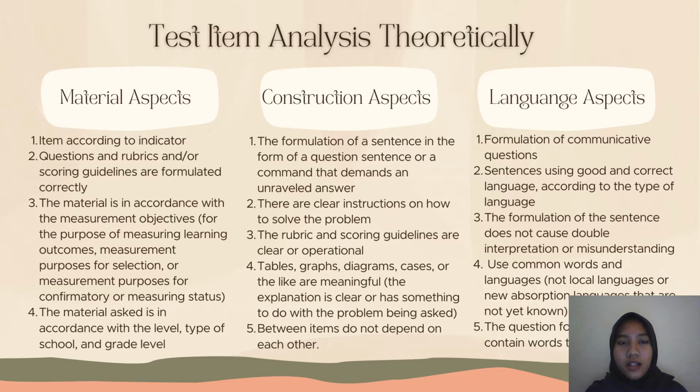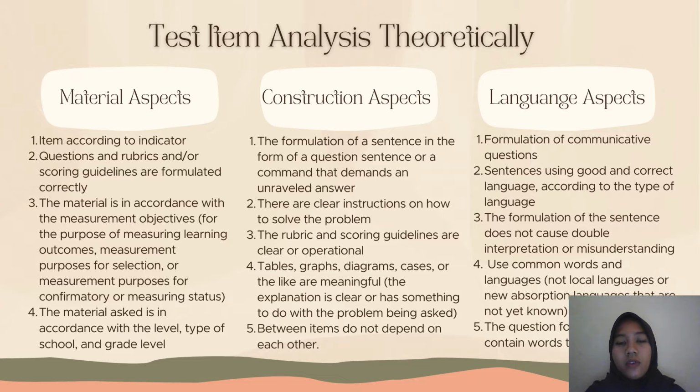There are three aspects of theoretical test item analysis, and the first is material aspects. Number 1, item according to indicator. Number 2, questions and rubric and/or scoring guideline are formulated correctly. Number 3, the material is in accordance with the measurement objective, whether for measuring learning outcomes, for selection, or for confirmatory or measuring status. Number 4, the material asked is in accordance with the level, type of school, and grade level. And the next is construction aspects.